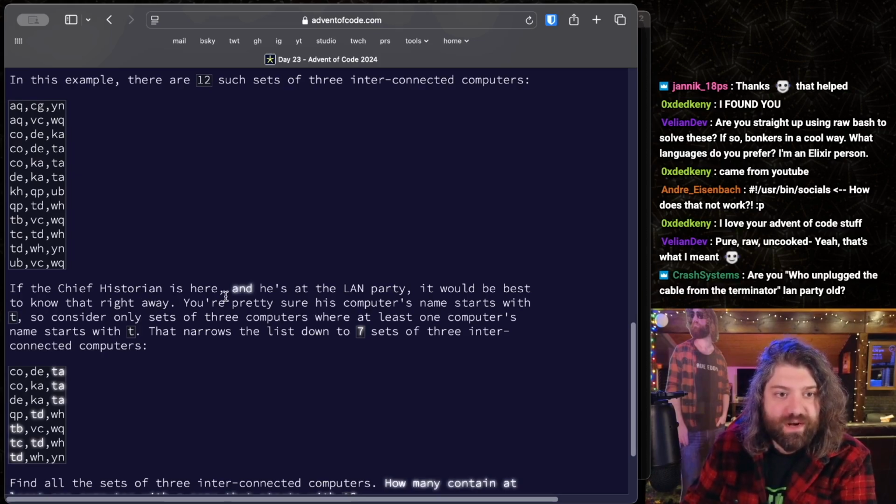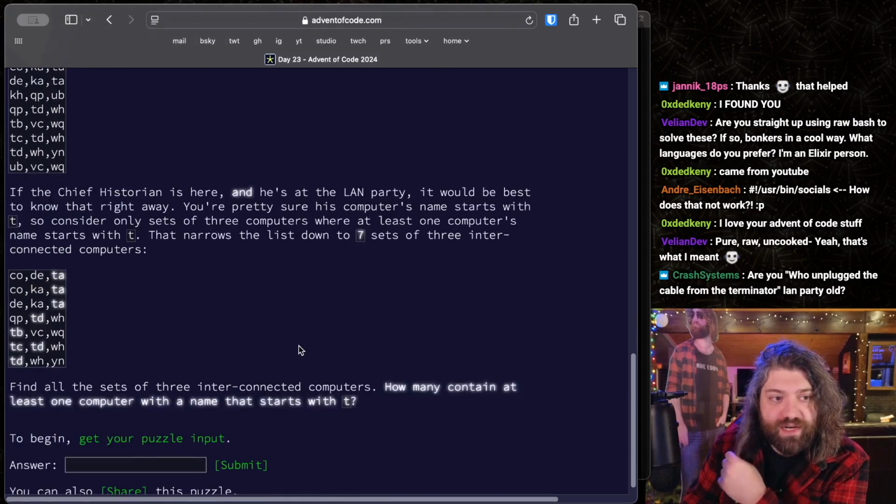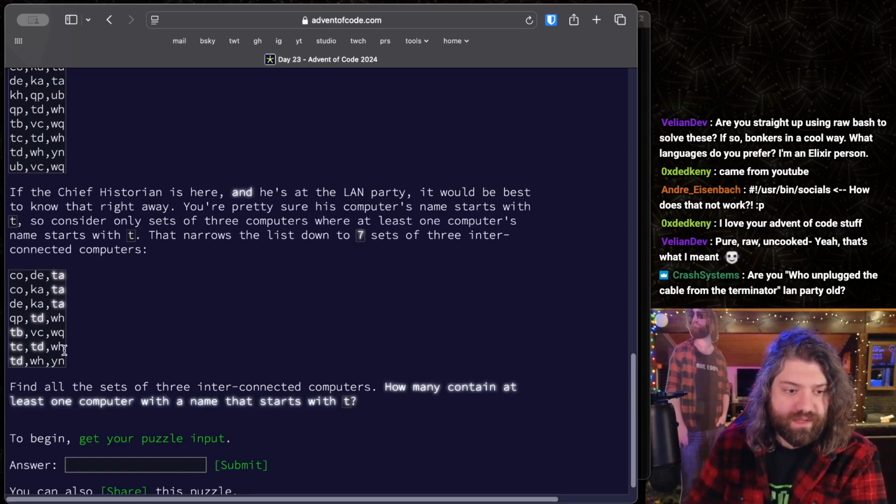If the chief historian is at the LAN party, it would be best to know that right away. You're pretty sure his computer name starts with T, so consider only sets of 3 computers where at least one computer's name starts with T. That narrows the list down to 7 sets of 3 interconnected computers. All of these start with T. Find all of the sets of 3 interconnected computers. How many contain at least one computer with a name that starts with T? This doesn't seem that bad at all.